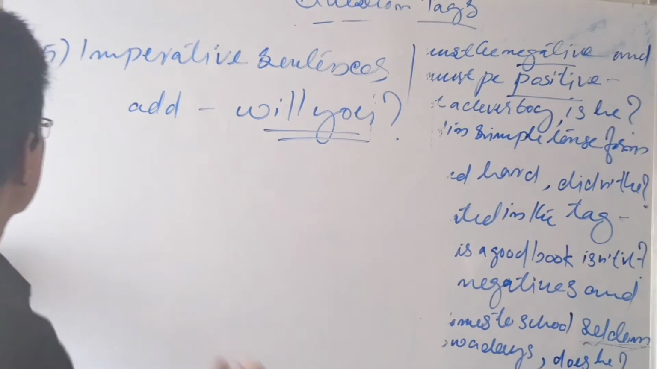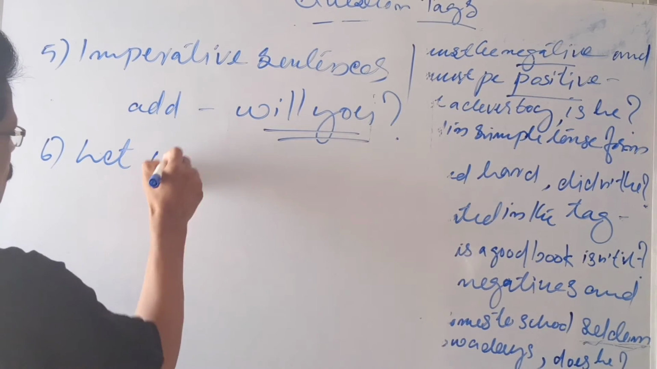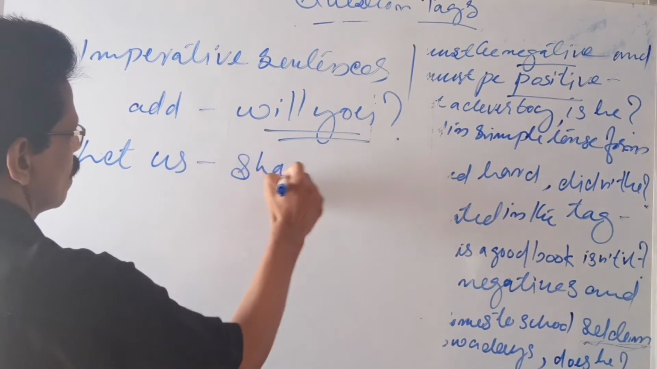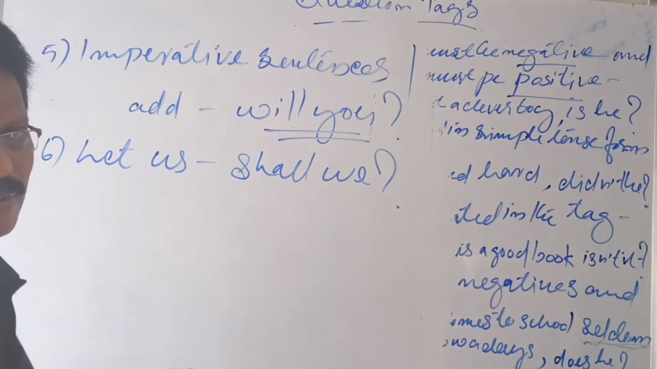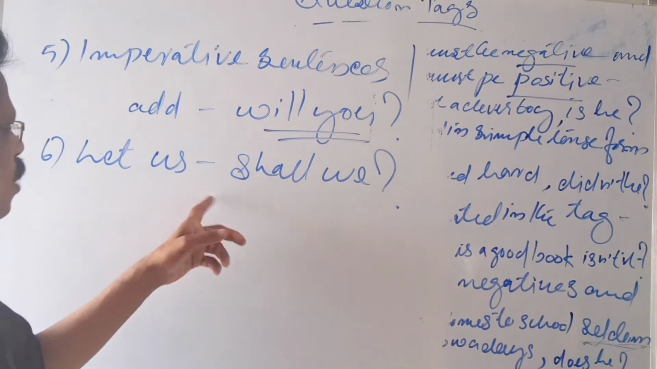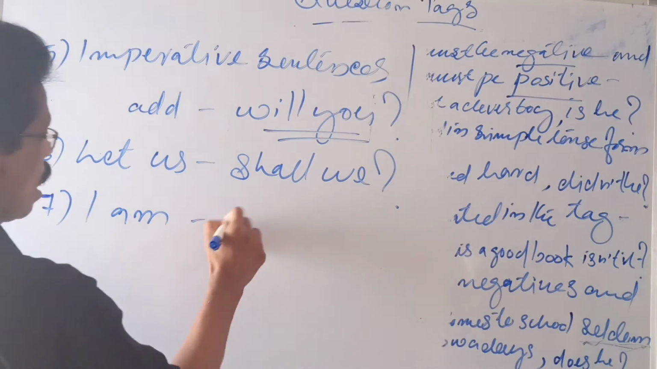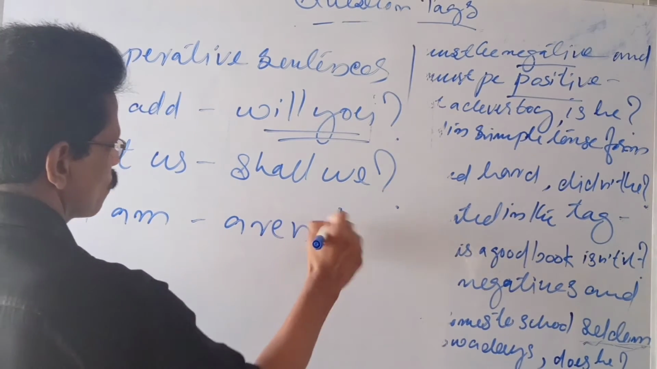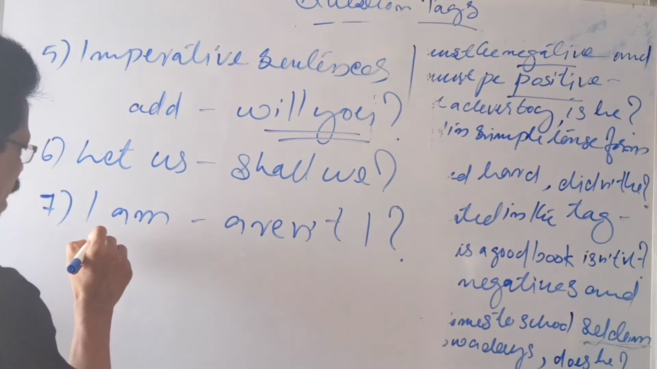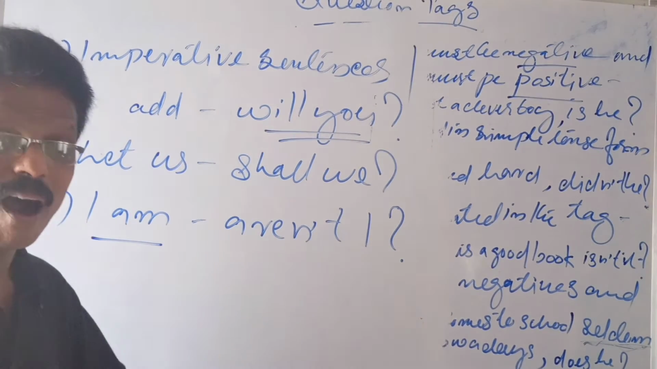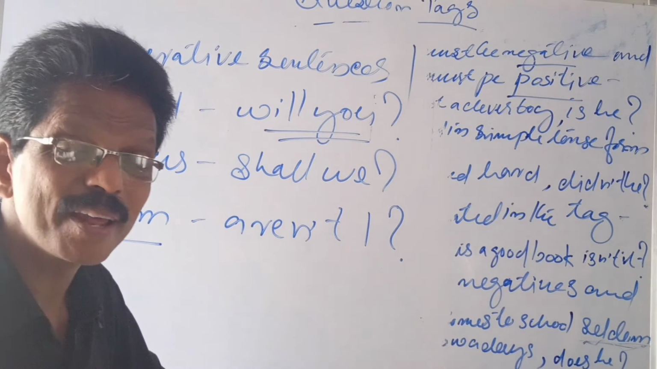Now, see, let us means shall we? Let us go for a walk, shall we? See, let us, shall we? I am, aren't I. I am not aren't I, but aren't I. For I am, you have to use aren't I.